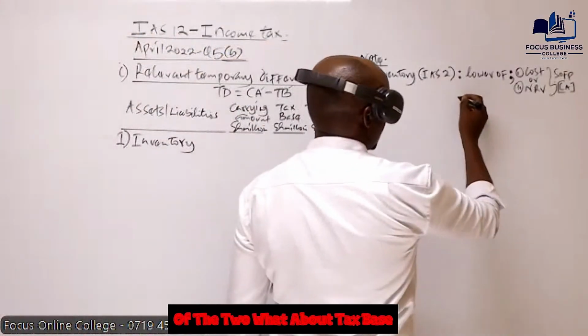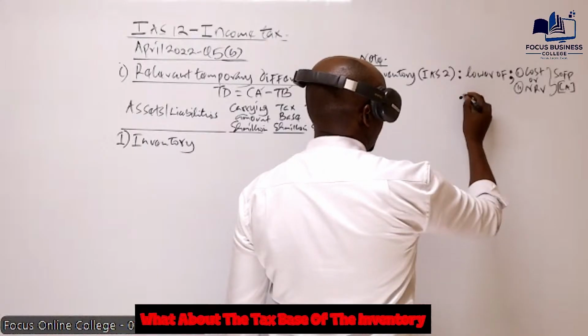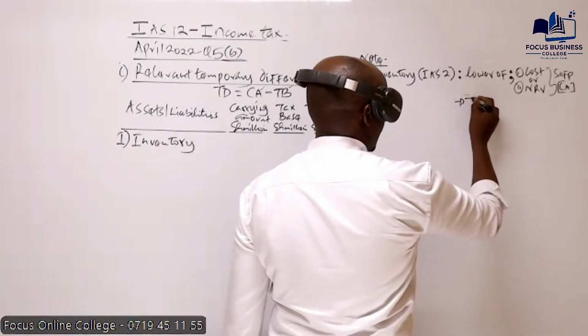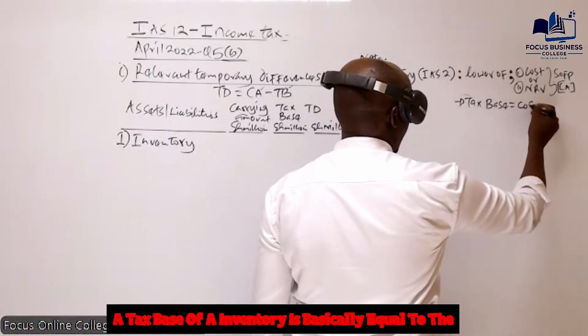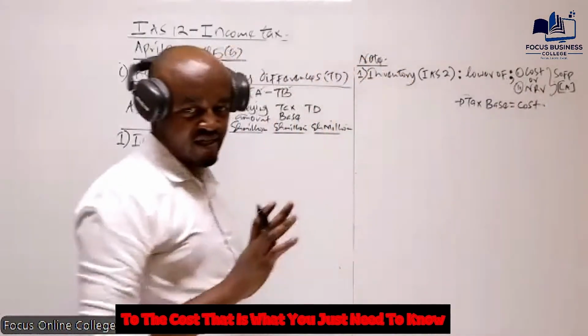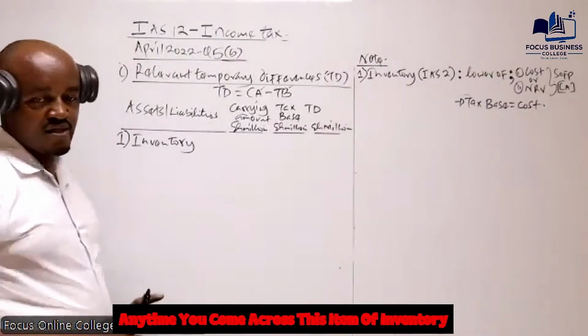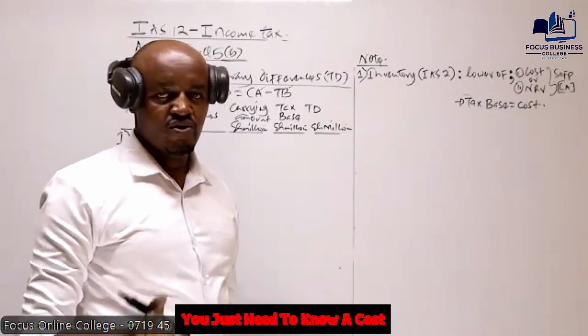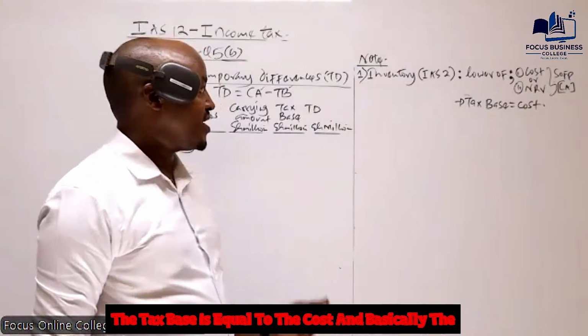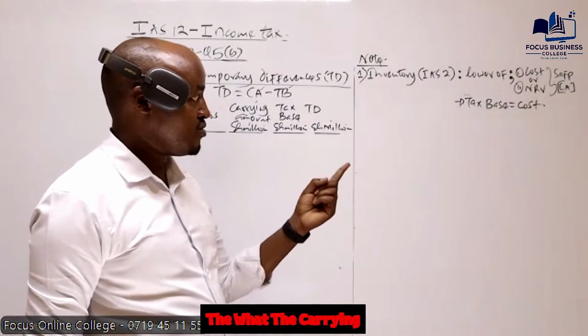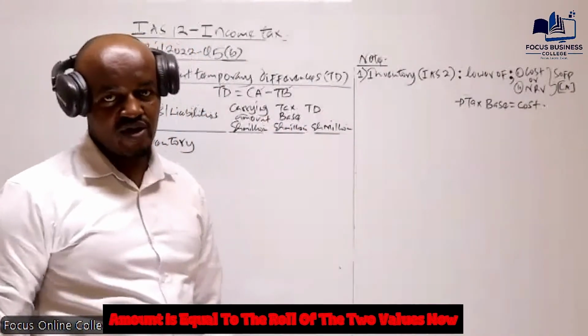What about the tax base of the inventory? The tax base of inventory is basically equal to the cost. That is what you just need to know. Anytime you come across this item of inventory, we just need to know the cost. The tax base is equal to the cost, and the carrying amount is equal to the lower of the 2 values.